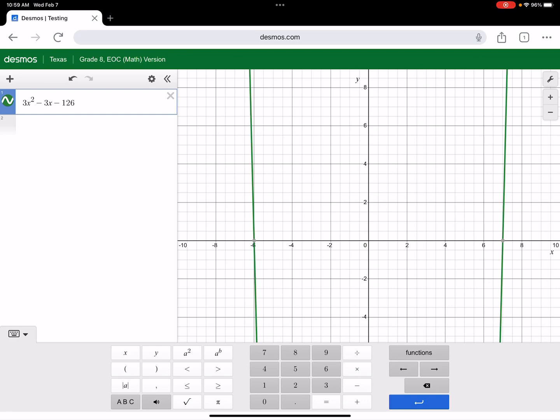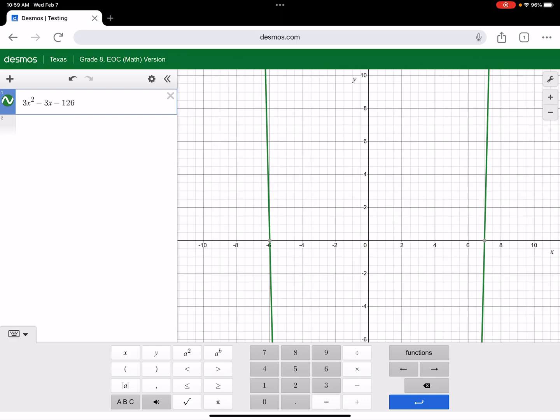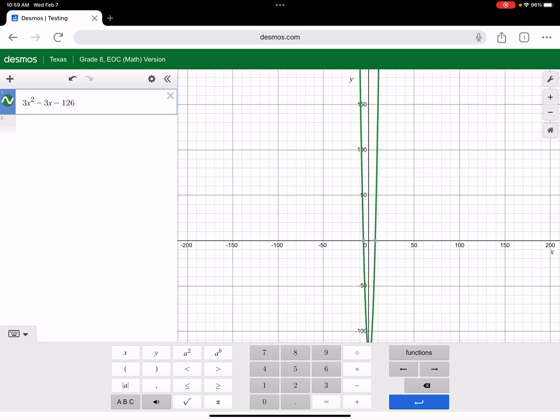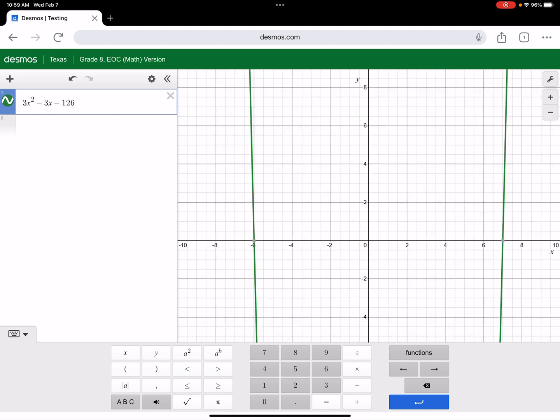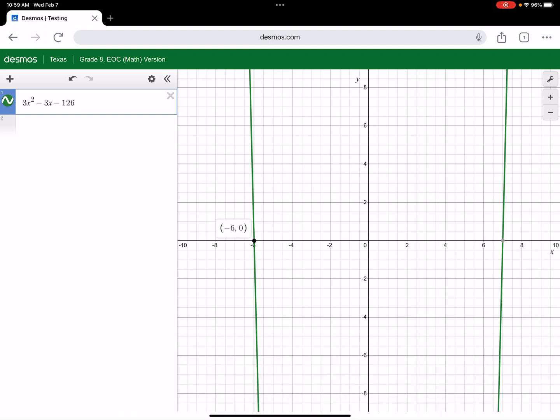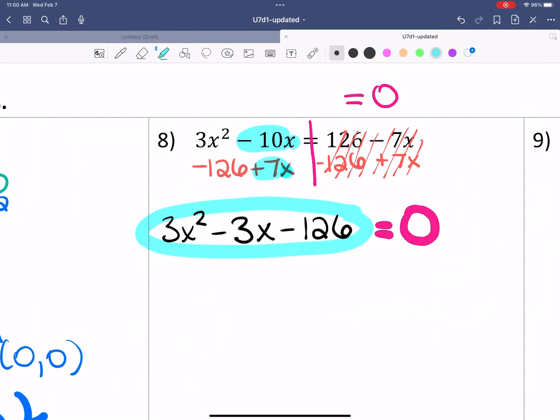So it doesn't look like the U shape. You can zoom out if you want and if you don't trust the graph, but it is a U shape, but you really don't need to zoom out. So I'm gonna hit that house button and go back to normal. Because remember, we want that x-axis as our solutions. And we already labeled the x-axis from the previous problem, so I'm just gonna tap on where it crosses the x, and I could see negative 6, 0 and 7, 0 are our final solutions.